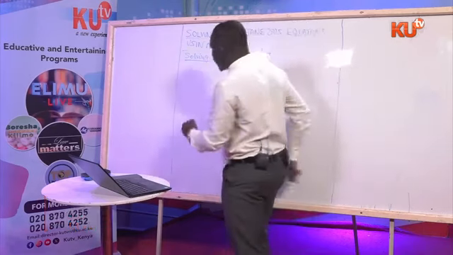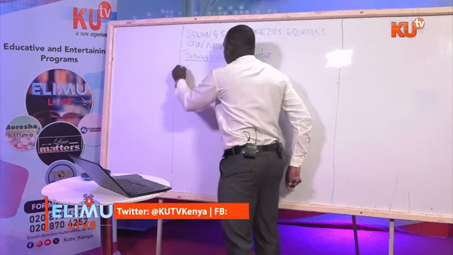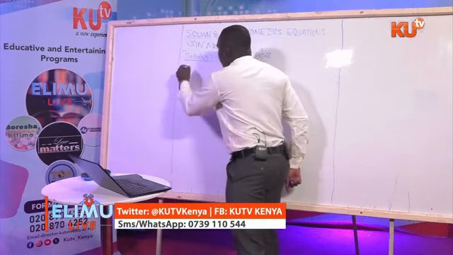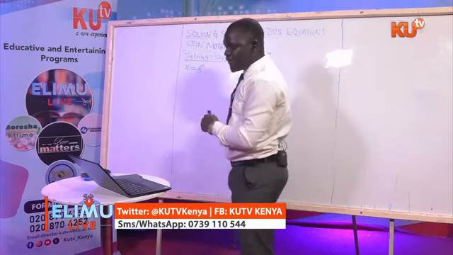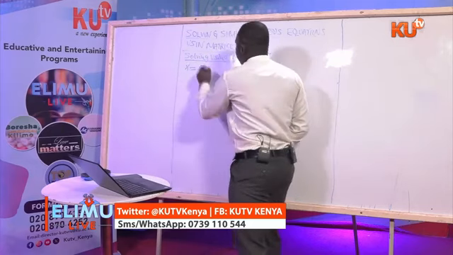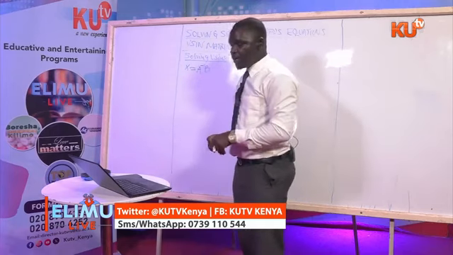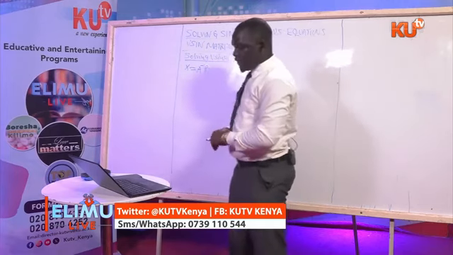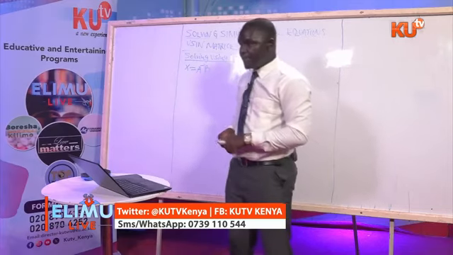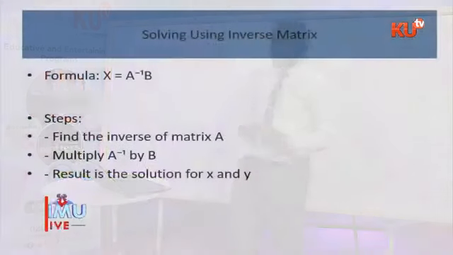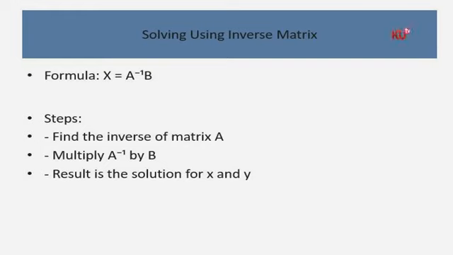So we are going to have the formula X should be equal to A raised to power -1, that is the inverse of A, times B. That is how we are going to work it out. So first of all, step number 1, find the inverse of the matrix. I think by now you know how to get the inverse of the matrix.